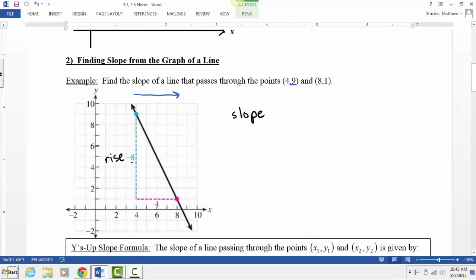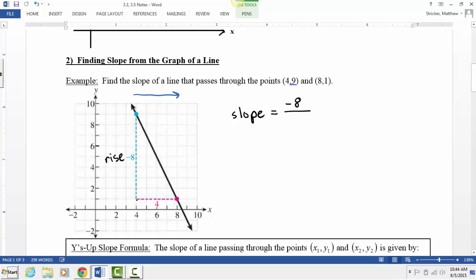-8. Now why do we say -8? Because we're actually not rising. We're not going up, we're going down. So anytime you go down instead of going up as you move left to right, we're going to think of the rise as negative. And in this case, it drops 1, 2, 3, 4, 5, 6, 7, 8 units. So the rise is -8.